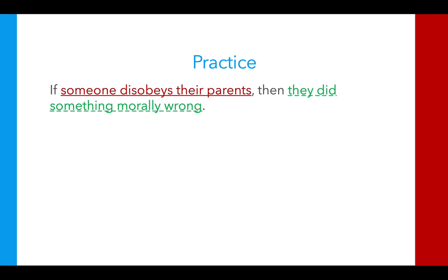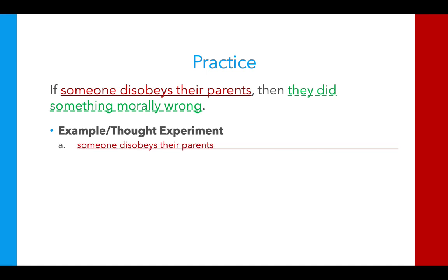So here's a conditional claim someone might make. If someone disobeys their parents, then they did something wrong. Say we want an example or a thought experiment. What features does it need to have? Well, it needs to make the antecedent true. So somebody's got to disobey their parents. It's got to make the consequent true. That person has done something morally wrong. What would be an example of this? Maybe pause the video, come up with your own example.